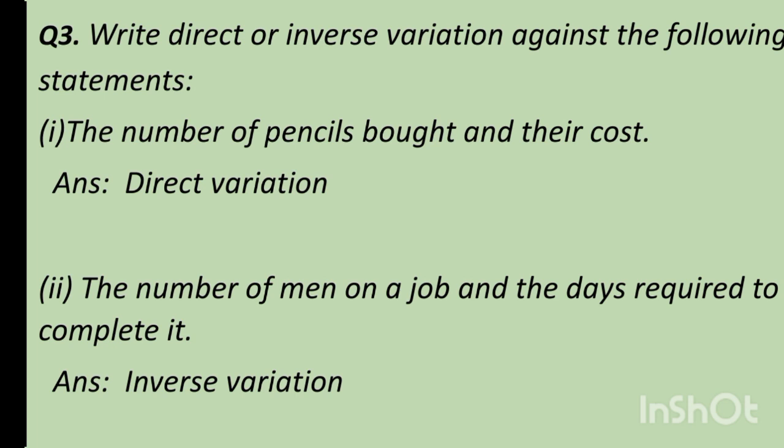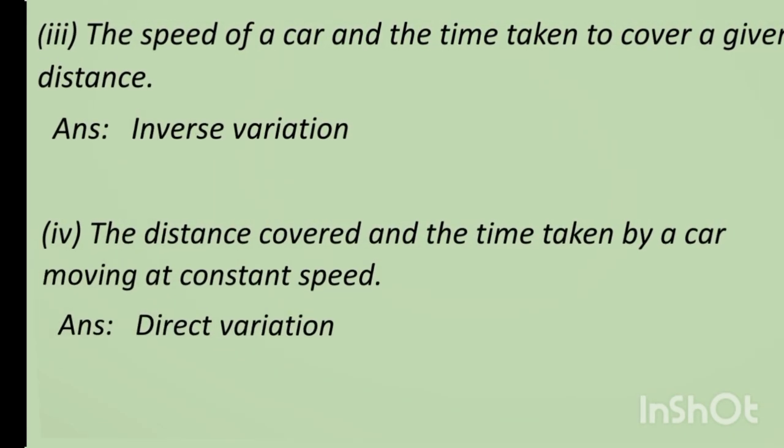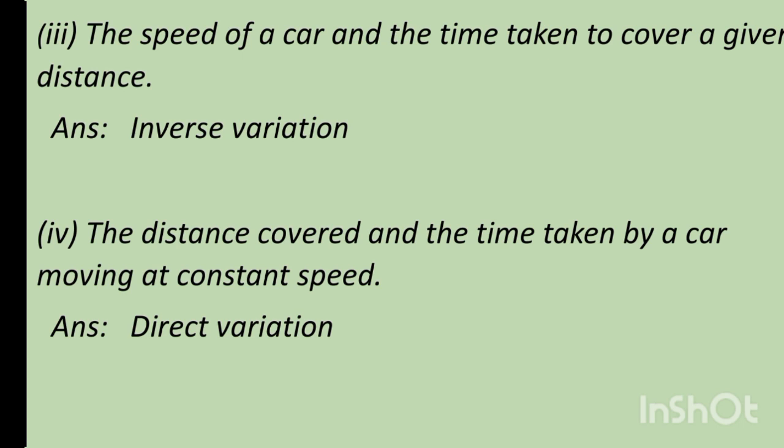Okay. Now part 2 is the number of men on a job and the days required to complete it. Of course it is inverse variation. Why? Because if there are more number of men on a job, the lesser the days required to complete the task. Okay, it is inverse variation. Now part 3 is the speed of a car and the time taken to cover a given distance. It is also inverse variation. Why? Because if we increase the speed of a car, the time taken to cover a distance will be decreased.